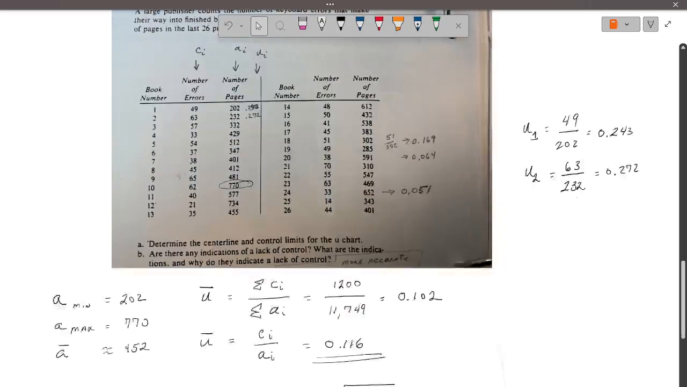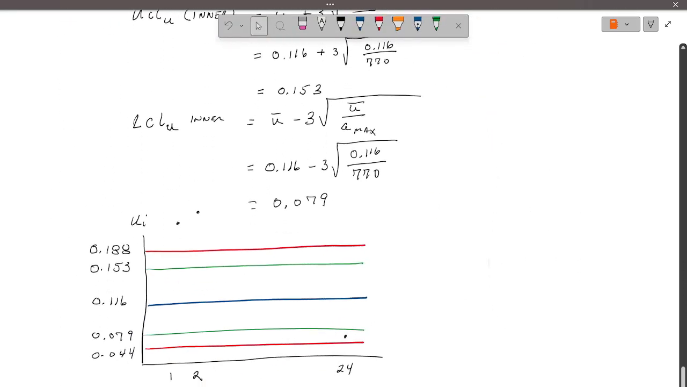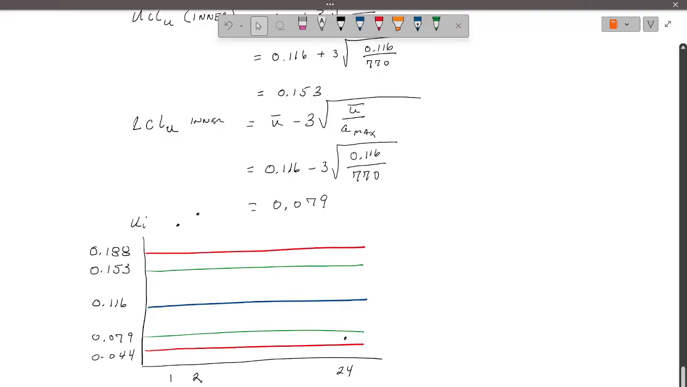Okay. So when I come down here, I'm plotting U_i here. So this number was 0.243. This one was 0.272. And this one happened to be 0.051. Okay. And that's what you're plotting. And what you're looking for is which book had the most number of errors and which was in control, which were out of control. Okay.